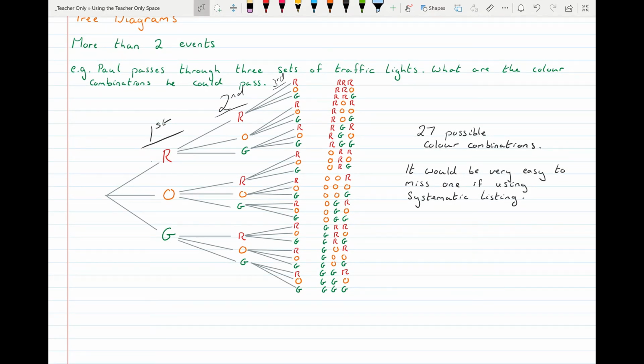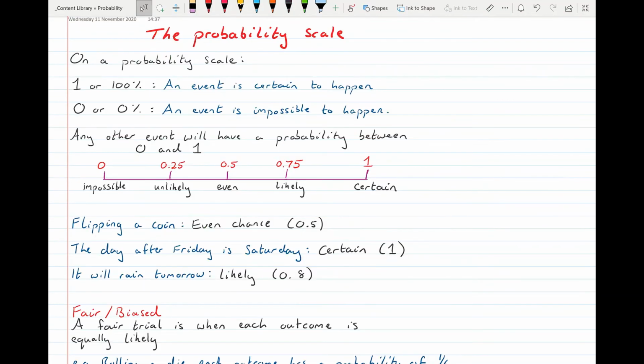So that was just a quick look at tree diagrams. Now I'm going to cut across to our probability scale that we also looked at. Okay, so here's our probability scale. You remember looking at this, that on a probability scale, all trials have a probability that goes from 0 to 1. If it has a probability of 0, it is impossible. It cannot happen. And if it has a probability of 1, it is certain. It is most definitely going to happen.